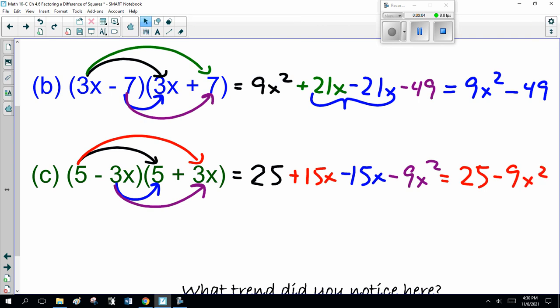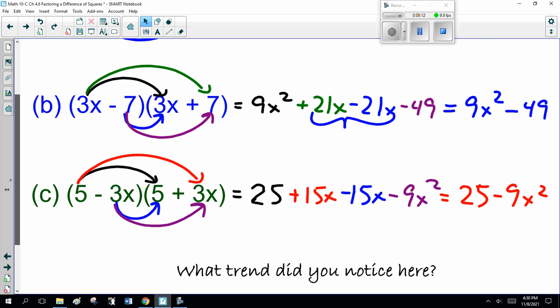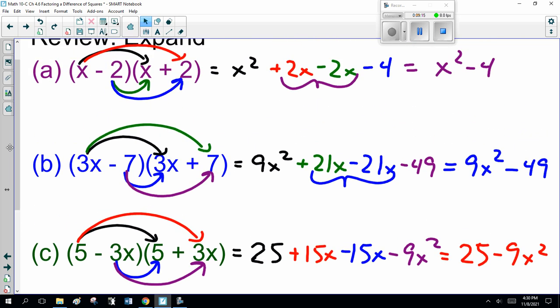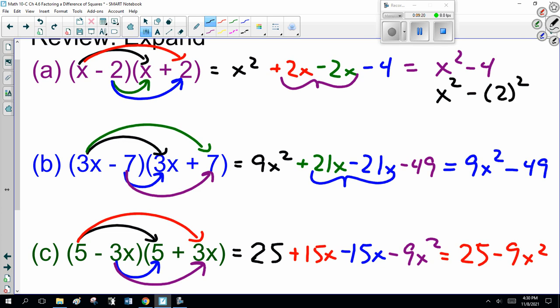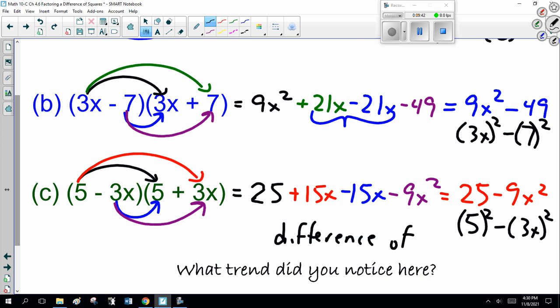Now, what trend did you notice here? Well, there's actually two trends you should notice. One, the middle terms cancel out. And not as obvious, but let me write it out for you. If I wrote this out as x squared minus 2 squared, or 3x squared minus 7 squared, what we have is a difference of squares. This is 5 squared minus 3x squared. And yes, I should be putting all of my bases in brackets. I'm just lazy. The difference of squares.